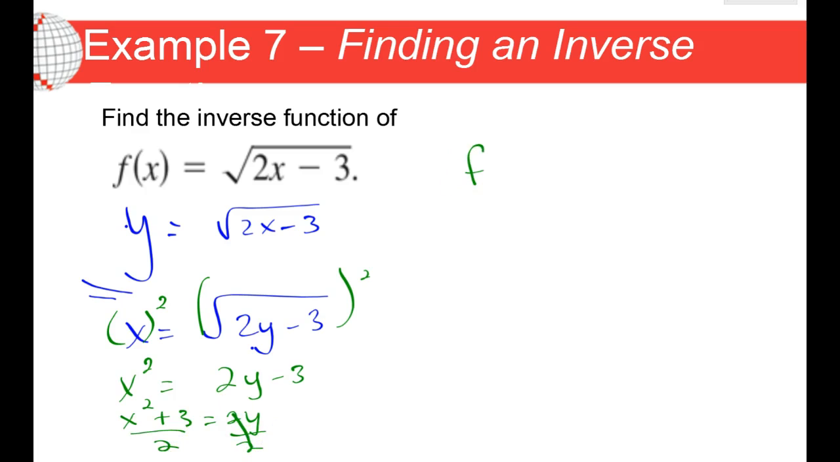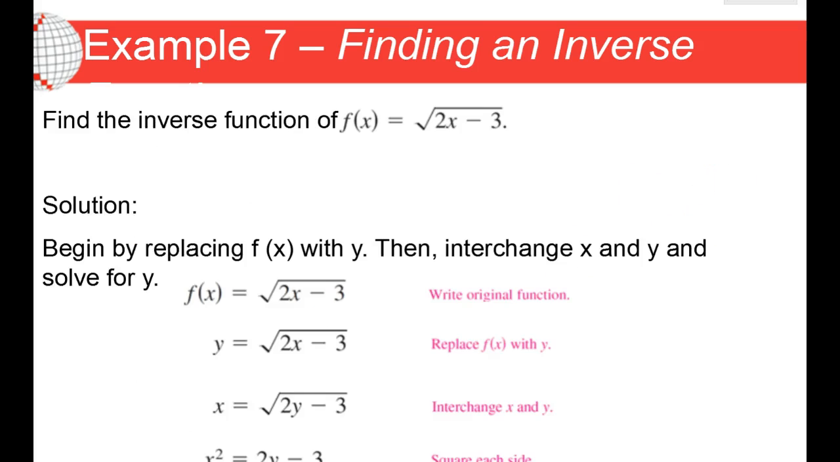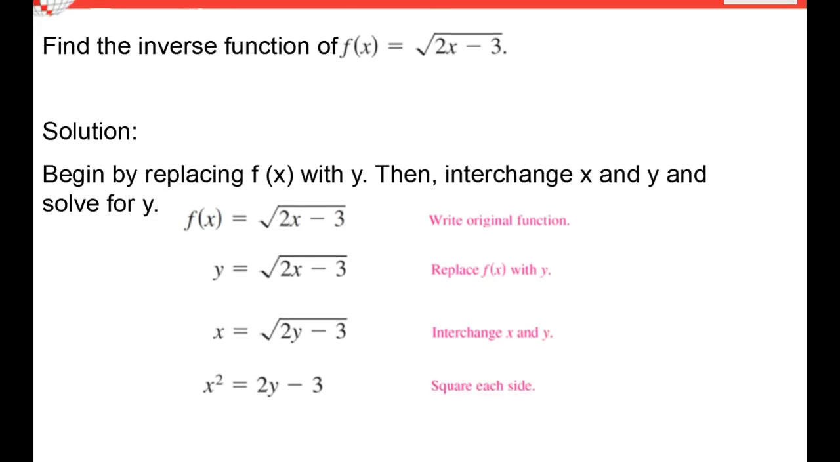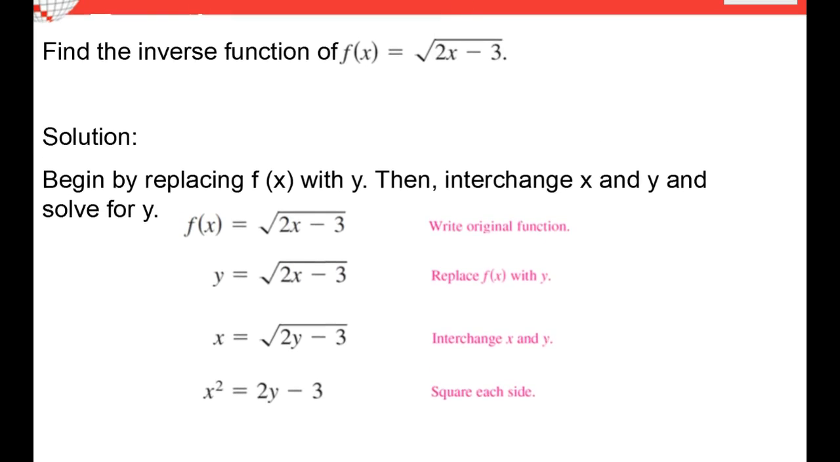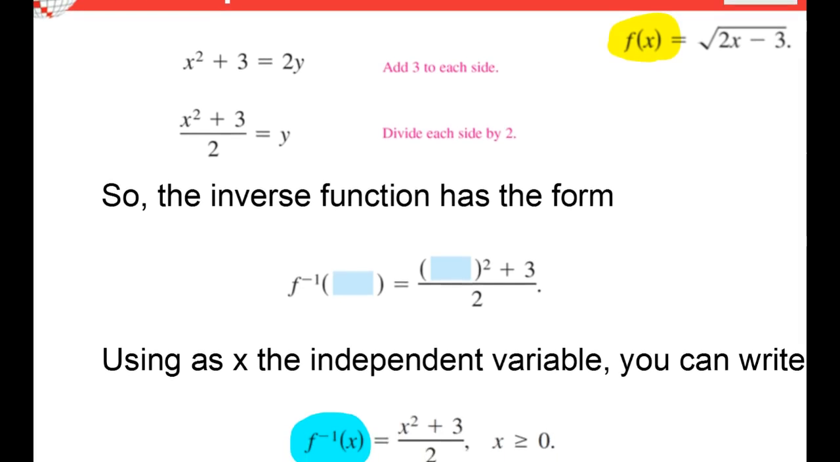So the inverse of this function is x squared plus 3 divided by 2, which keep in mind is the same thing as 1/2 x squared plus 3. I don't know why students don't see that that's equivalent, but it is. So the next thing we're going to do after we agree that that's the inverse of the function, which it is.